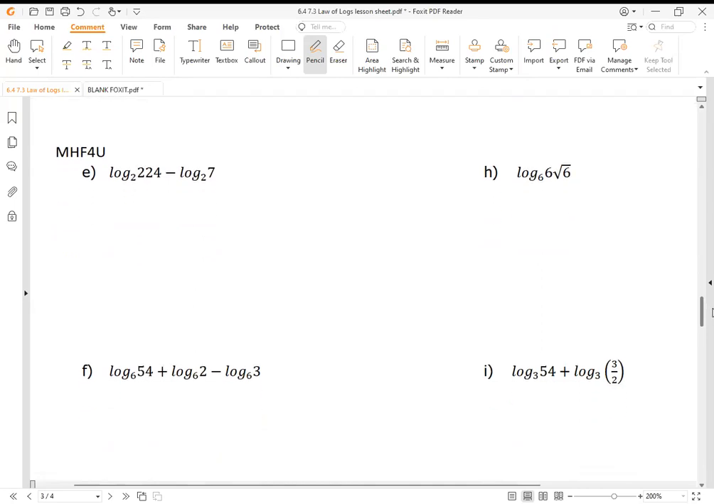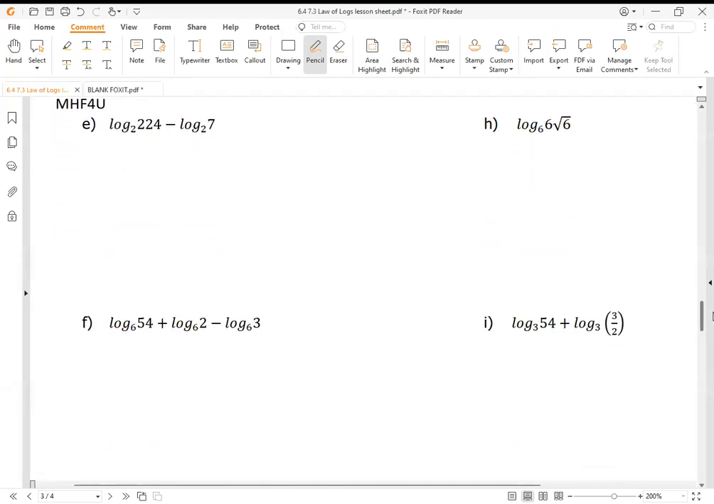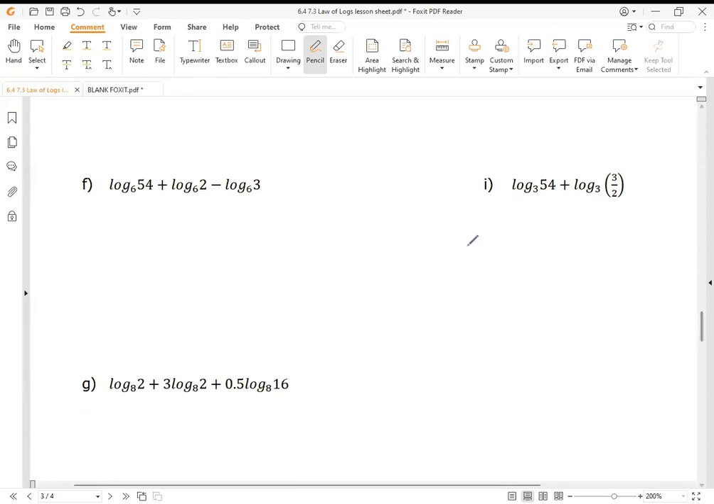Let's do F. So here's one level up. What do you do when you have all 3? Well, I'm going to do it in a step-by-step way, and then, since I'm confident in my laws, I'm going to do it in a one-step way. The step-by-step way is, oh, I see the base is the same. I can rewrite this as log base 6 of 108. And that is being subtracted by log base 6 of 3.